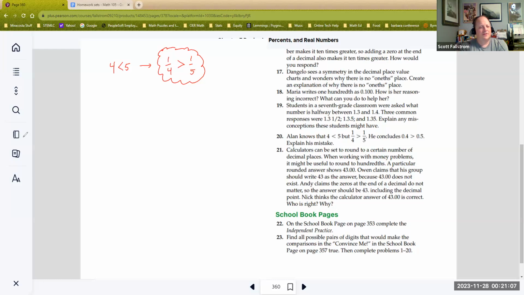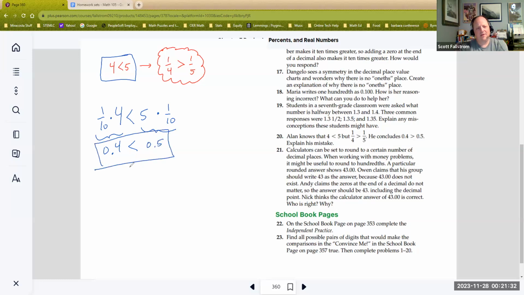Notice up here, if we were to take this inequality that we know is true and then multiply on both sides by a positive number, then the sign is not going to change. And 1/10 times 0.4, or 1/10 times 4 would be 0.4. 1/10 times 5 would be 0.5. And we can see, no, that does not make any sense.